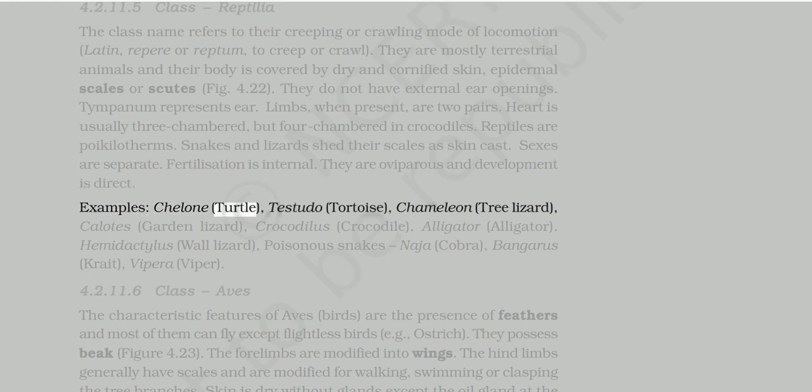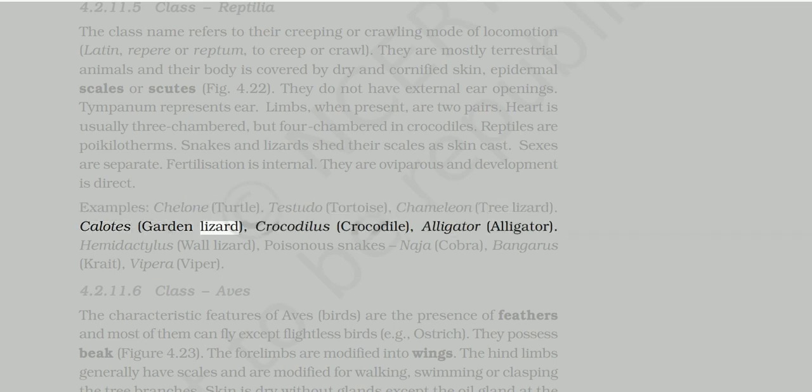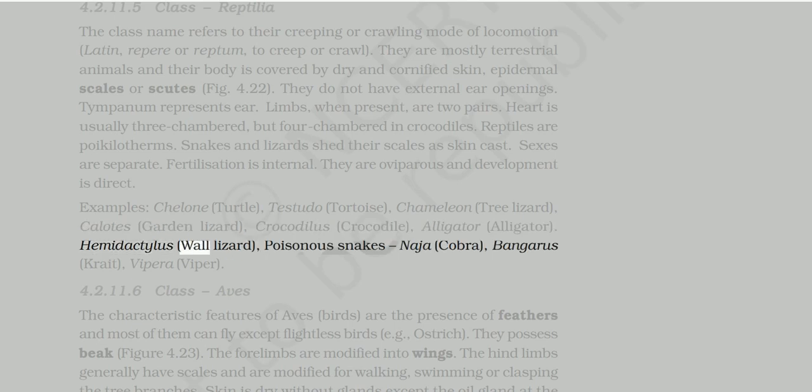Examples: Chelone, turtle, Testudo, tortoise, Chameleon, tree lizard, Calotes, garden lizard, Crocodilus, crocodile, Alligator, alligator, Hemidactylus, wall lizard, poisonous snakes: Naja, cobra, Bungarus, krait, Vipera, viper.